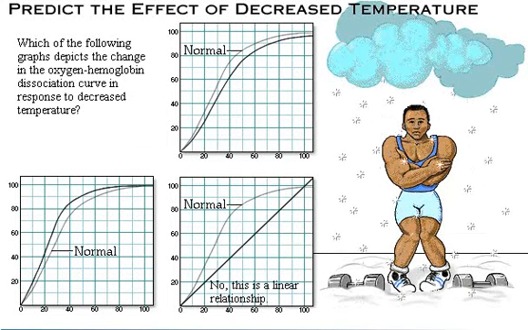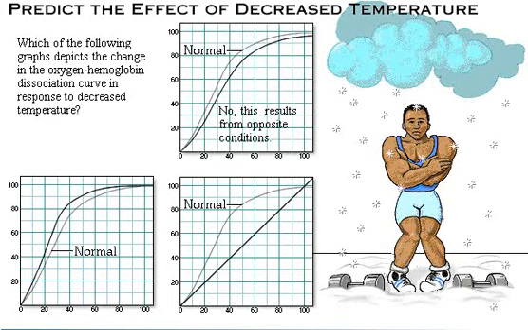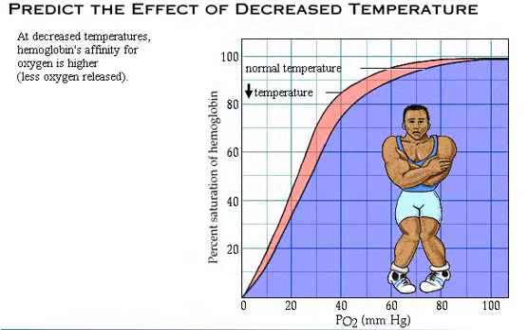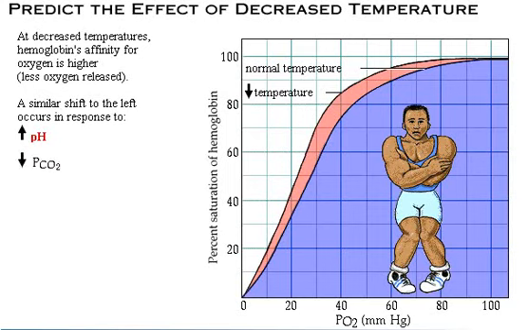No. That's correct. At decreased temperatures, hemoglobin's affinity for oxygen is higher, so hemoglobin releases less oxygen to less active tissues. Represented graphically, the curve shifts to the left. A similar shift to the left occurs in response to increased pH, decreased PCO2, and decreased BPG.